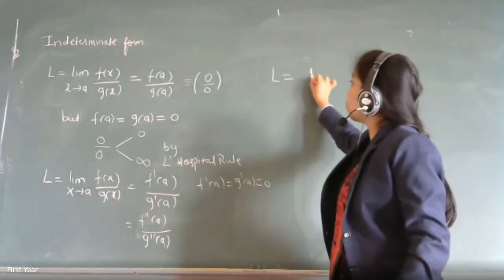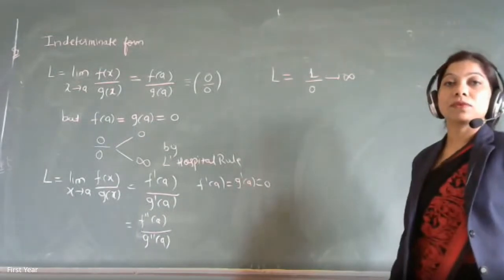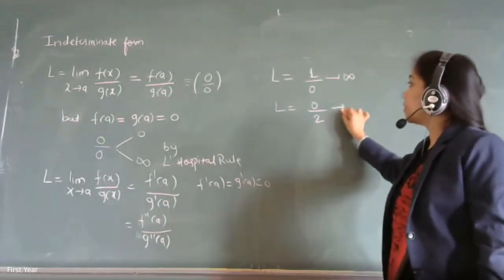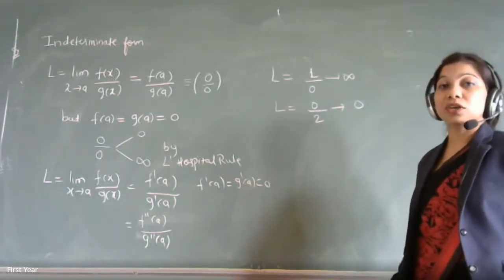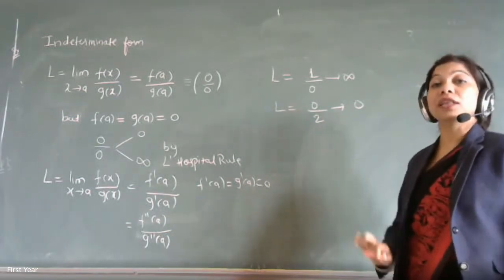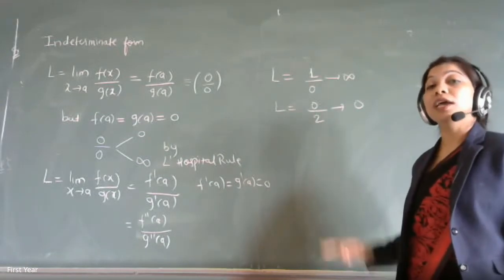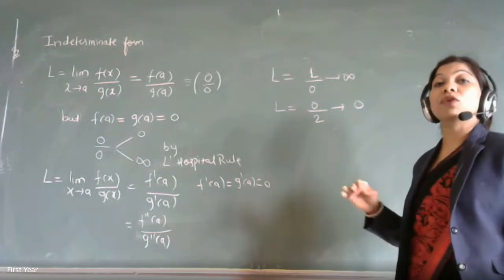becomes like this, 1 upon 0, then the answer is fixed: infinity. If L becomes, say, 0 upon 2, then this is also a fixed answer: 0. So it is not indeterminate anymore. It is a fixed answer, so you will be getting the final answer. So if either one of them becomes finite, then we stop. Otherwise, if both are still in 0 by 0 form, we keep on continuing and taking the derivative, unless and until one of them becomes finite.